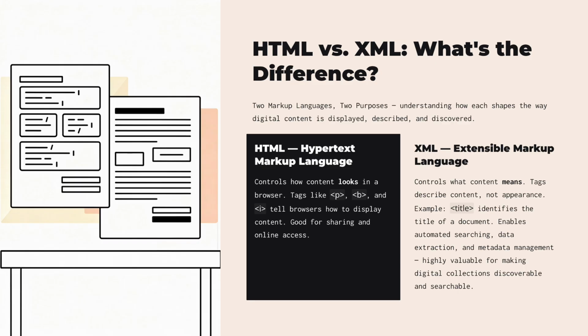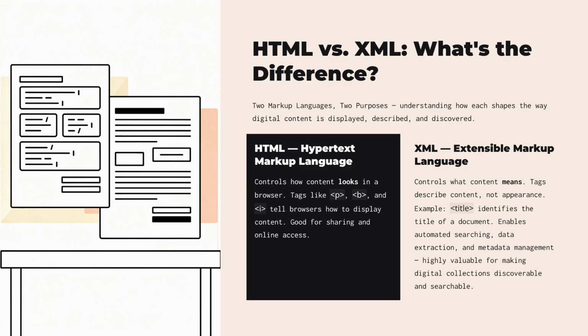Students sometimes conflate HTML and XML because they look similar syntactically. Both use angle bracket tags. Both are widely used in digital archives, but they do completely different things. HTML is about presentation. When you write a web page, you use HTML tags to tell the browser how to display your content. The paragraph tag marks a paragraph. The bold tag makes text bold. The entire point of HTML is to control what the reader sees on screen.